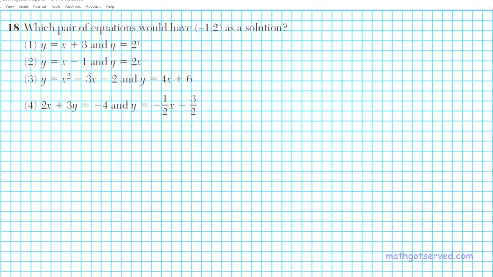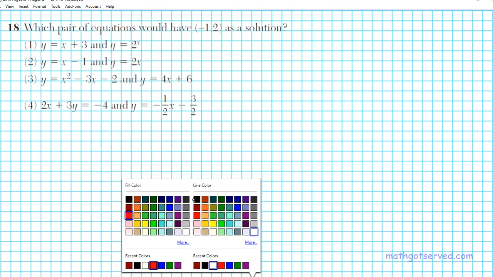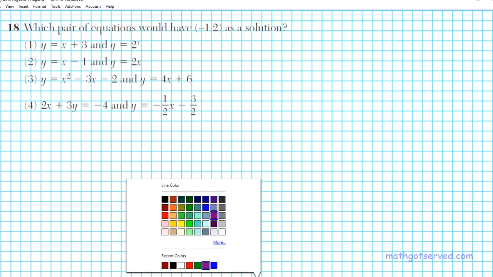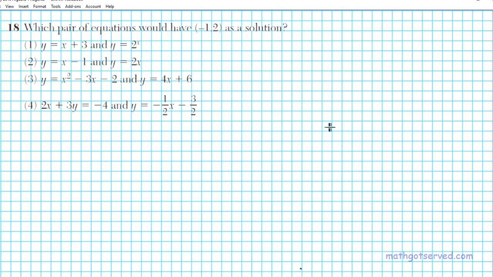Alright, let's take a look at question number 18. It reads, which pair of equations will have negative 1, 2 as a solution? Before we start this problem, let's go over what the term solution to an equation means.